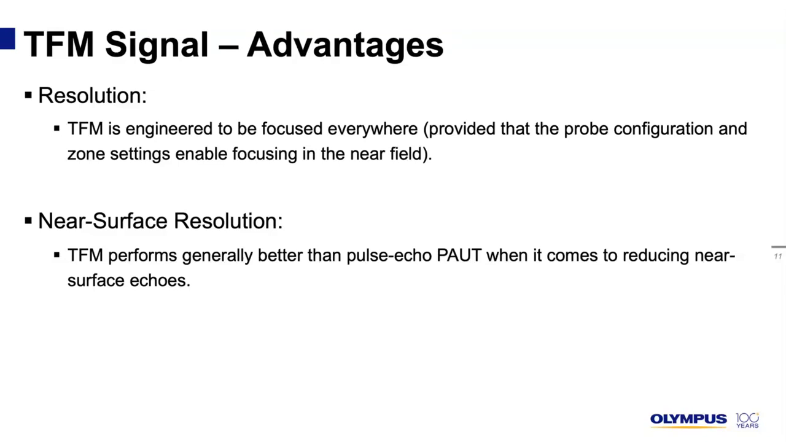TFM performs better than phase array also when it comes to reducing near-surface echoes for 0-degree inspection, and that is simply because of its firing sequence, where with FMC, you pulse one element at a time compared to phase array, which generates a wavefront from an aperture of elements. So less powerful ultrasound, less reflection from the interface. That being said, using a pitch-catch phase array configuration, such as a DLA probe, for example, also helps with the near-surface echoes issue.